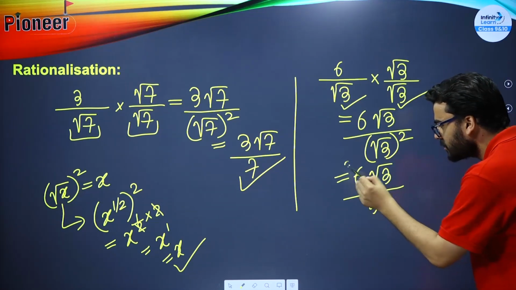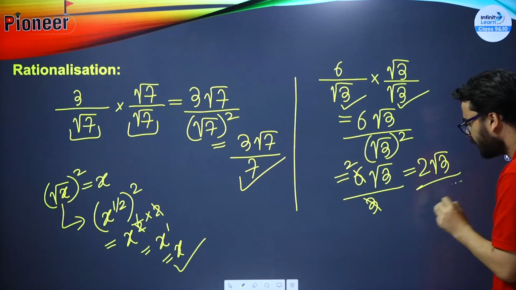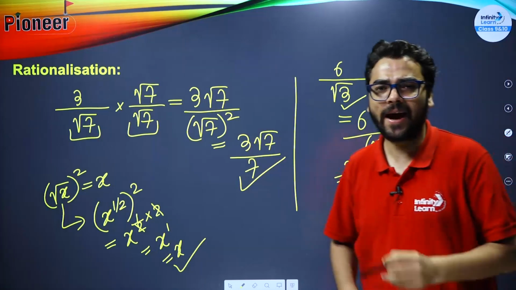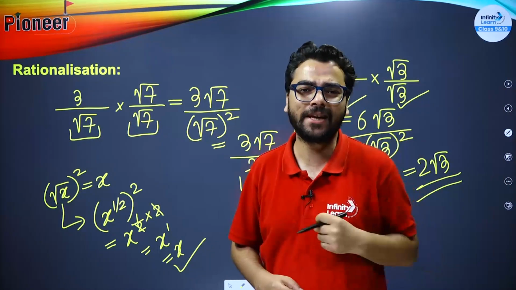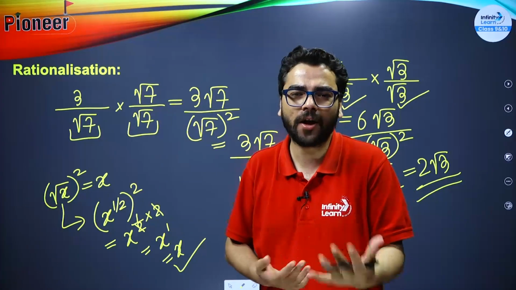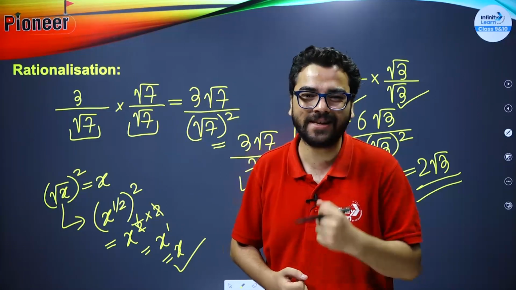So you see this is 2 root 3. So 2 root 3 is the answer. I hope it is clear. So that's how you rationalize the denominator when you got one term in the denominator. Now let's see how can we rationalize the denominator when it is two terms in the denominator. So let's see that.